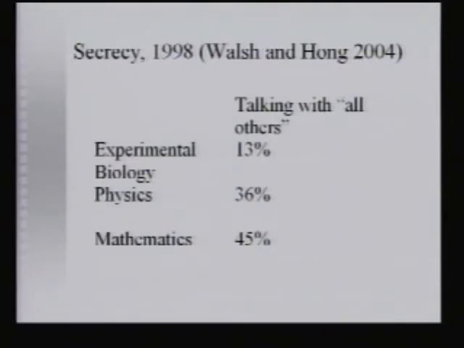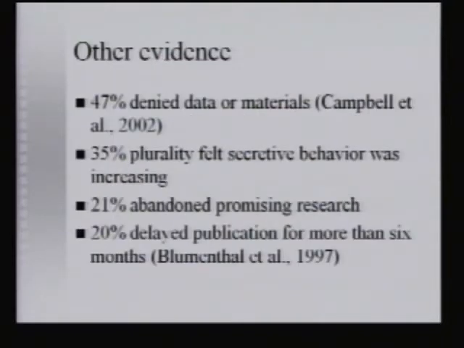Other evidence of secrecy, proprietary rights, and the like. 47% of biologists were denied at least one request for data and materials associated with published research. This is according to a survey done by Eric Campbell and published in 2002. In that same survey, Eric Campbell found that a 35% plurality of biologists felt that secretive behavior was increasing. 21% had abandoned promising research as a consequence of being denied data or materials associated with published research, not even unpublished research. And another survey by Blumenthal et al. in 1997 found that 20% of biologists had delayed publication for more than 6 months because of proprietary rights.